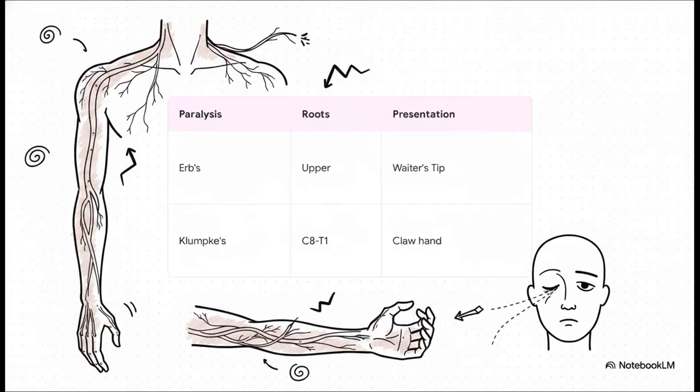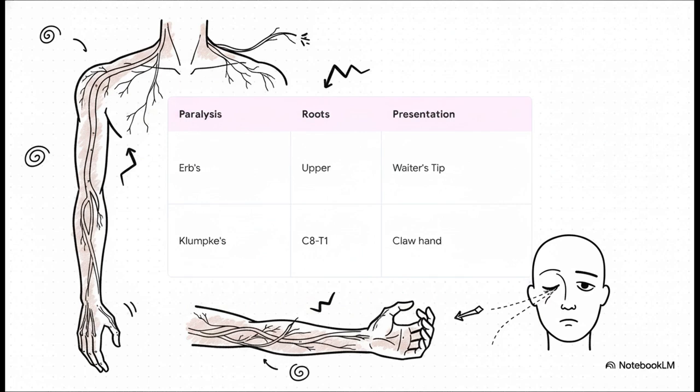The arm gets its power from a massive network of nerves called the brachial plexus. And where this wiring gets damaged dictates the exact kind of physical glitch you get. If the upper nerve roots tear, like from a really bad fall onto your shoulder, you get Erb's paralysis. The arm just hangs by the side, rotated inward, in what's known as a waiter's tip deformity.